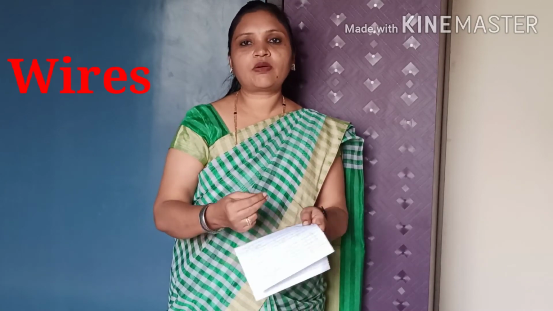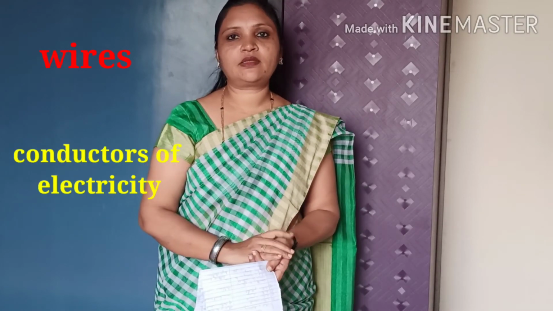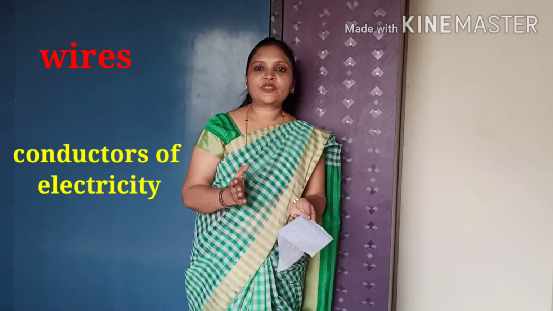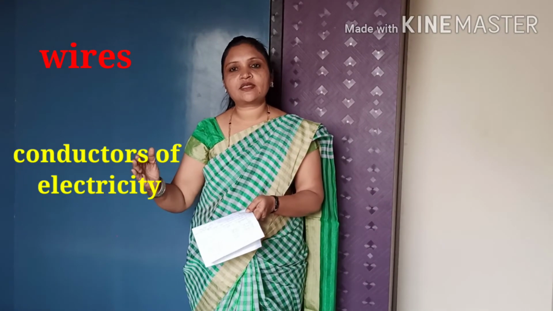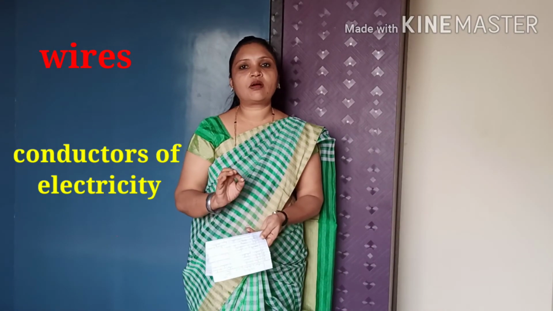Now, as you have seen in the circuit, the bulb glows. So, what makes the bulb glow? That is the wires which conduct electricity from the cell. So here the wires act as conductors of electricity. What is the meaning of conductors? The objects which allow electricity to pass through them are called conductors.